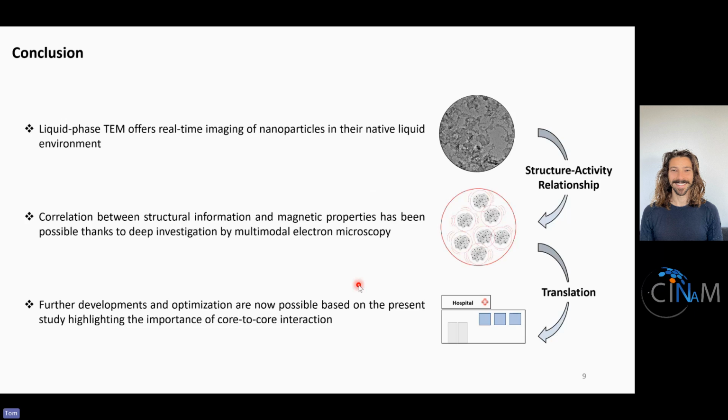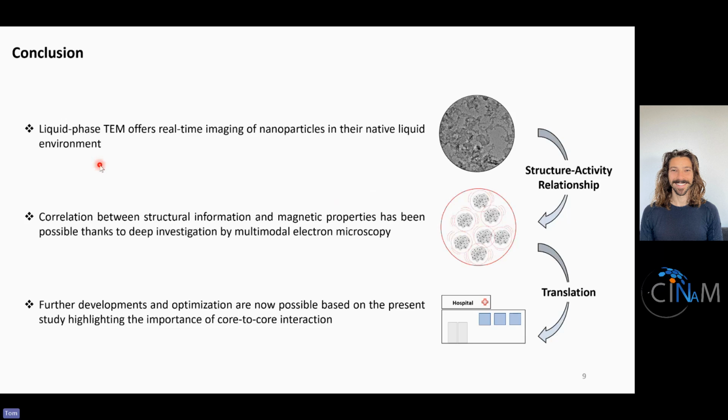So to conclude, the liquid phase TEM offer real-time imaging of nanoparticles in their native liquid environment, and we could really investigate the morphology and the size between this iron oxide core inside the dextran matrix. And thanks to the magnetic properties, we could have a correlation between the structural information obtained from the TEM and the magnetic properties, which allow us to have a deep investigation of this nanoparticle for medical application.